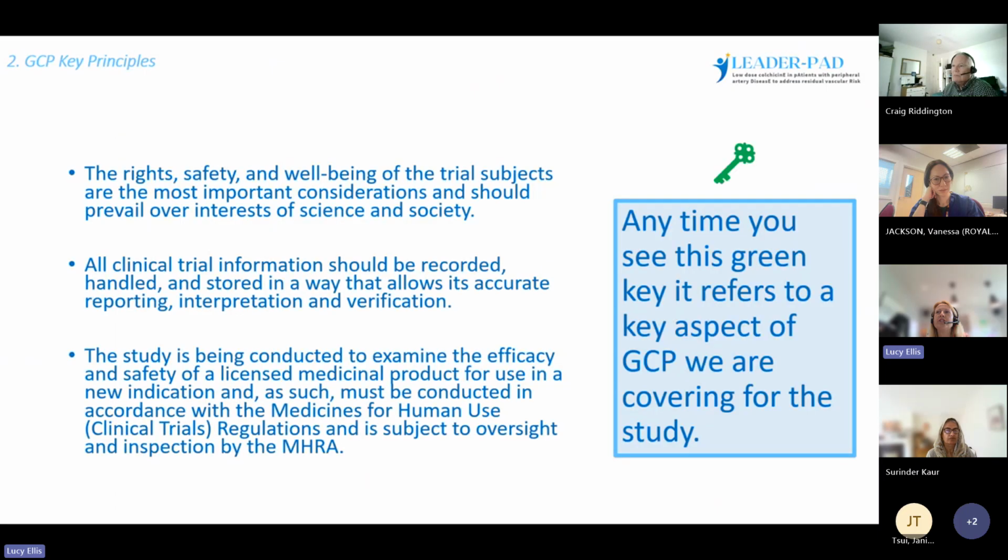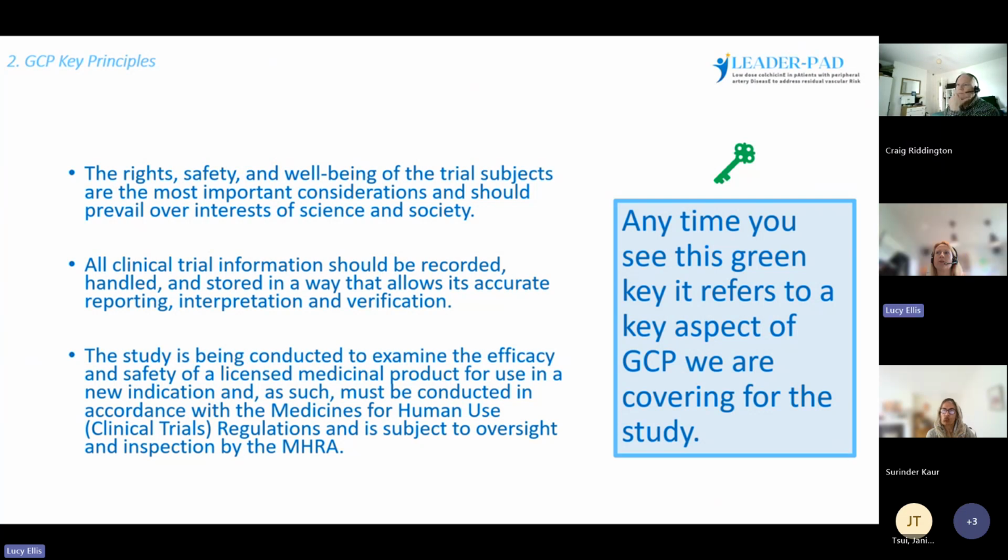So moving on to GCP. So just before we start study specific training, I do have to remind everyone of the importance of GCP. GCP is an international ethical and scientific quality standard for the design, conduct, performance, monitoring, auditing, recording, analysis and reporting of trials. And it states that the rights, safety and well-being of trial subjects are the most important considerations and should prevail over the interests of science and society.